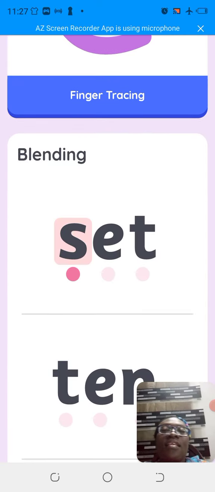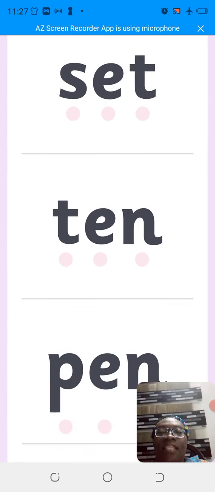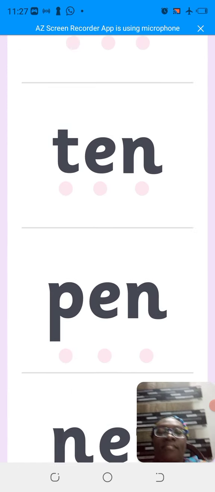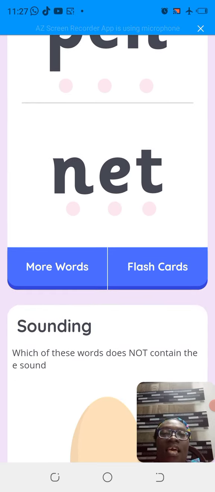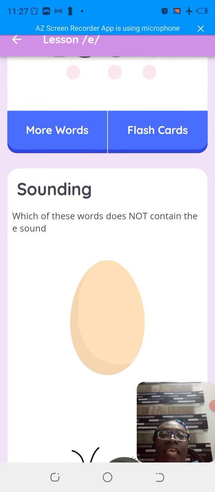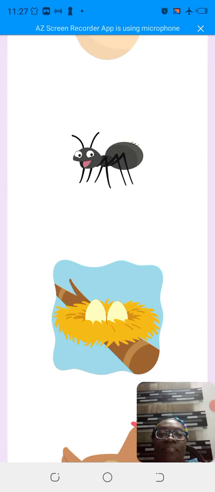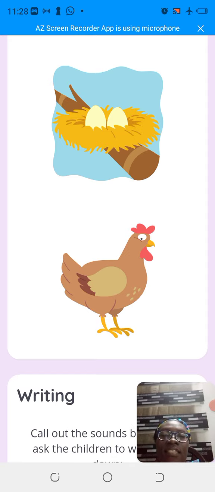as in set, set, as in ten, pen, net, and so on and so forth. Let's look at some images here that have an e sound, like egg, nest, and hen.